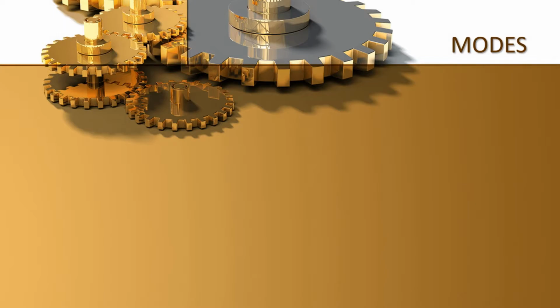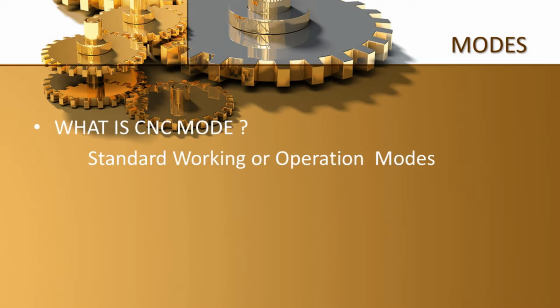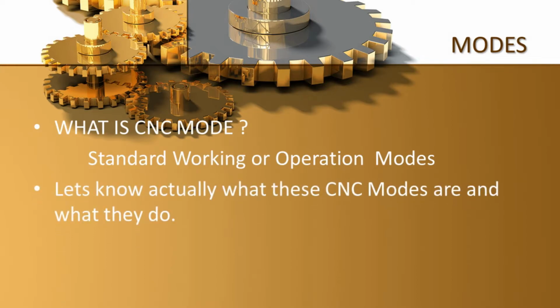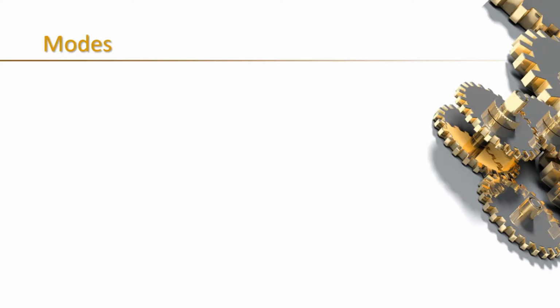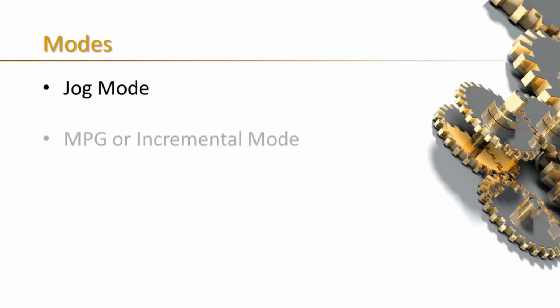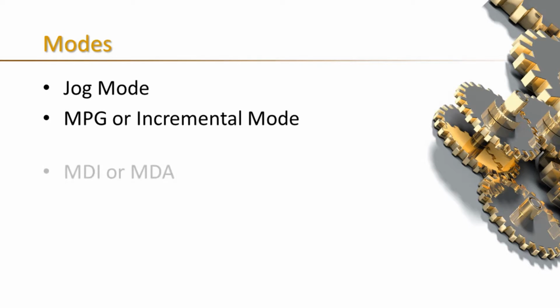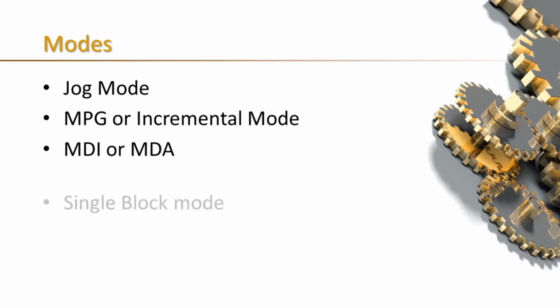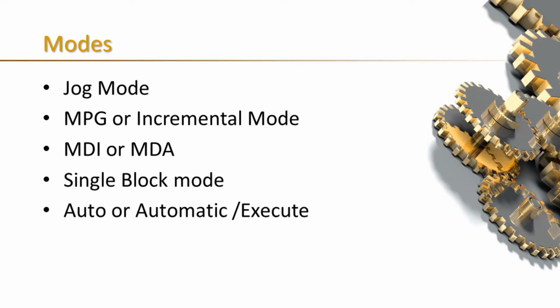So, modes of operation. What is CNC mode? CNC mode is a standard working or operation mode which is used to run the CNC machine. Let's see what the CNC modes are and what they do. The first mode is jog mode, then MPG or incremental mode, MDA or MDI mode, single block, auto or automatic, execute, and edit or program mode. These are the different modes of operation used in the CNC machine.